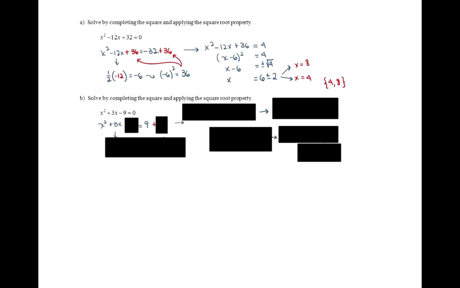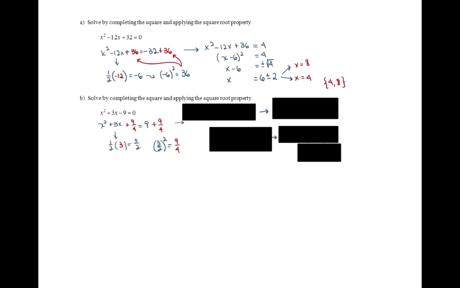You take the coefficient of x, which is 3. What do you do with that? Multiply by 1/2 or divide by 2, you get 3/2. And what do you do with that? You square it. So the number you need to add to both sides of the equation is what? 9/4. I need to add 9/4 to both sides of the equation. Are there any questions up to this point?